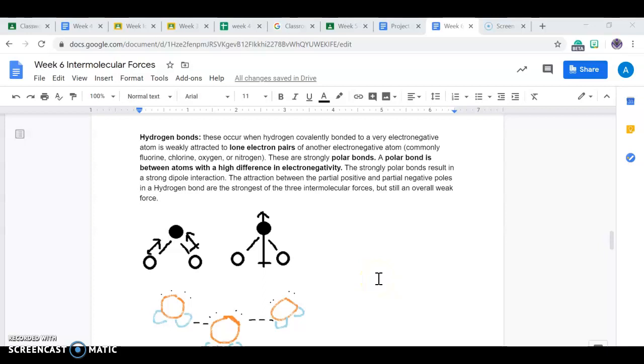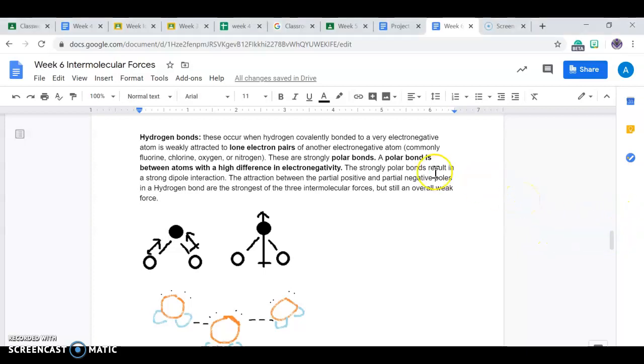Okay, now we're going to look at hydrogen bonds. So we've looked at dispersion forces and dipole interactions. Now we're at hydrogen bonds. Dispersion forces are obviously our weakest. Dipoles are stronger than dispersion forces. Now we're going to get to hydrogen bonds, which is actually going to be the strongest of the three.